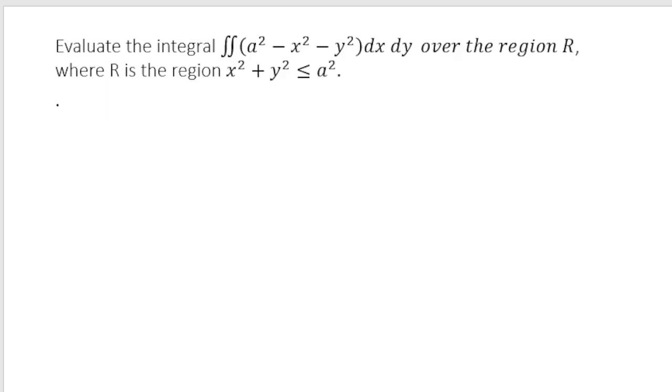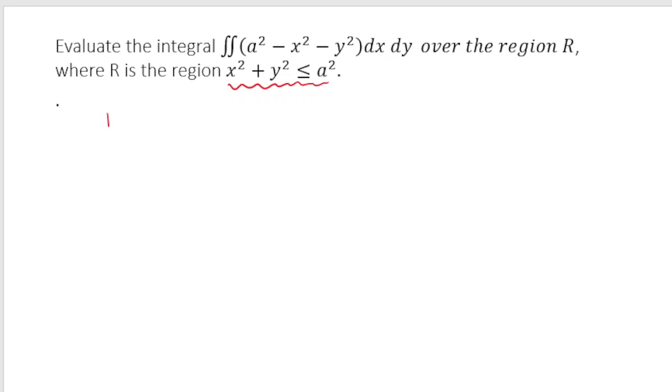First problem. The first problem is: evaluate the integral over the region R, where R is the region x square plus y square is less than or equal to a square.